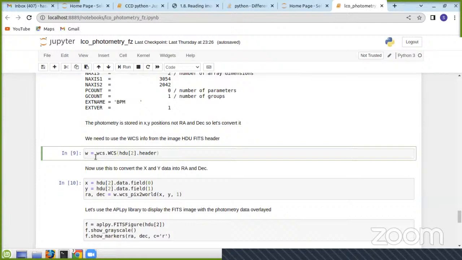So now you can use this World Coordinate System to fit to your HDU FITS file. And this is the command you use, WCS, what's the command?